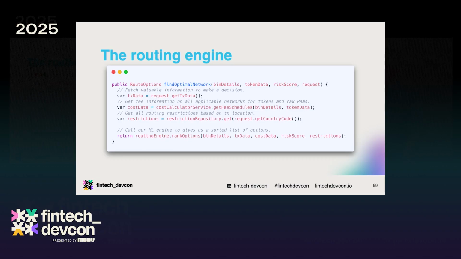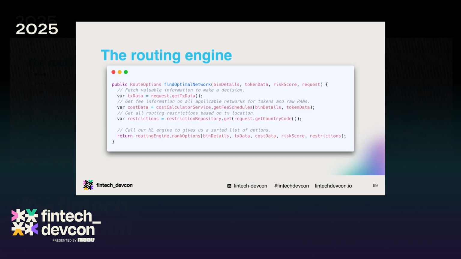In the routing engine, I wrote this method called find optimal network, and basically what we do is we gather all the information from the previous steps that we already had. So that's the BIN details, the token data, but also the risk score, and we pass the request as well. So there's just a whole request. We get all this information together, and we also gather the cost data. So in our routing engine, we should now know, okay, what are the fee schedules that might apply to this payment? But we also get all the restrictions so that we know whether we can take a route or not. And then we call our machine learning model to basically rank these options.